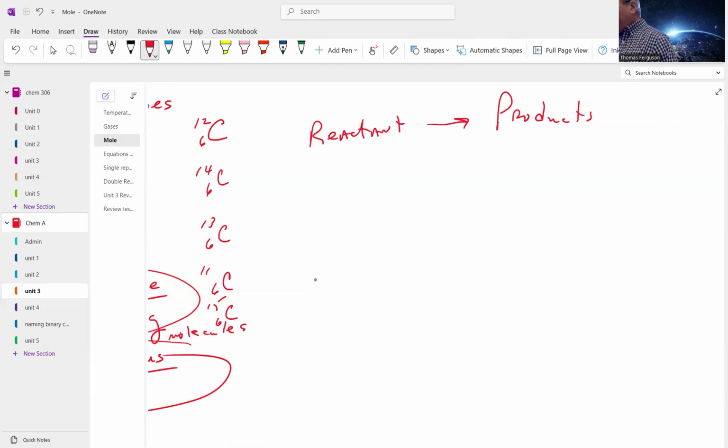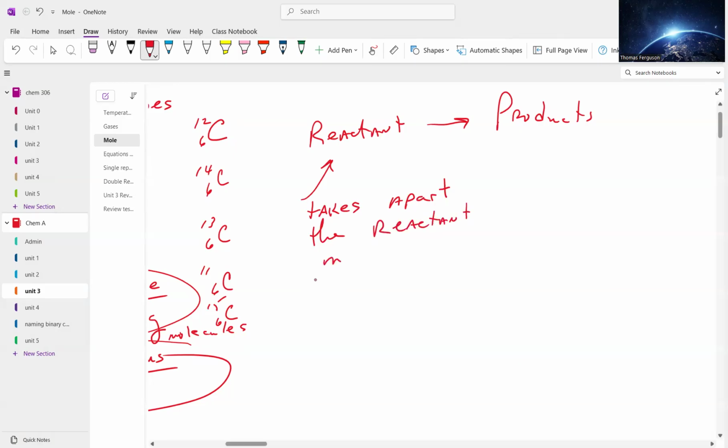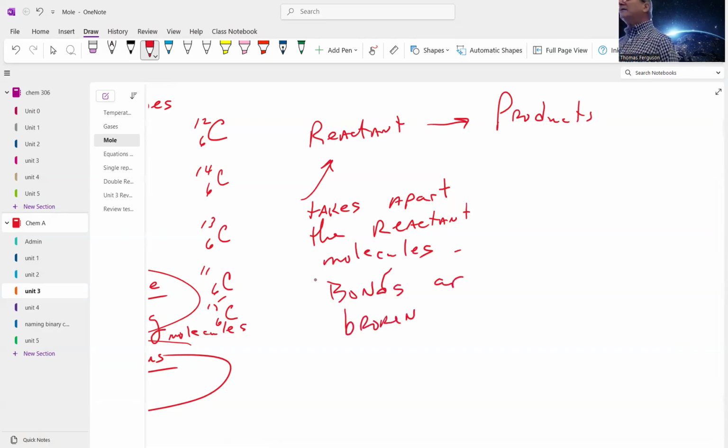So, what happens with that spark is it takes apart the reactants. Molecules. That means bonds are broken. And that's why it required energy. You've got to break those bonds.